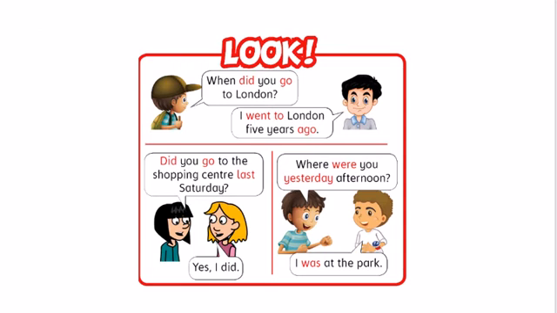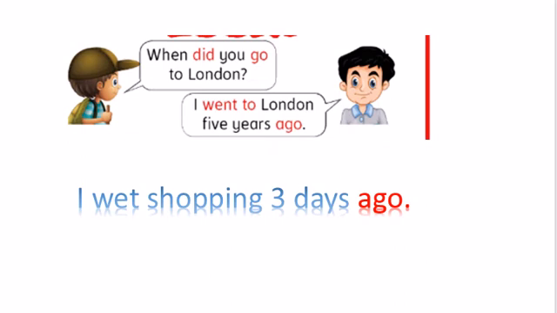Now, let's move to another part of our lesson today. Let's go to the log box. Let's read the first part of it. When did you go to London? I went to London 5 years ago. I want you to look at the word ago.